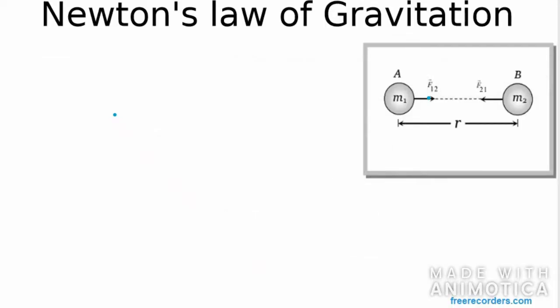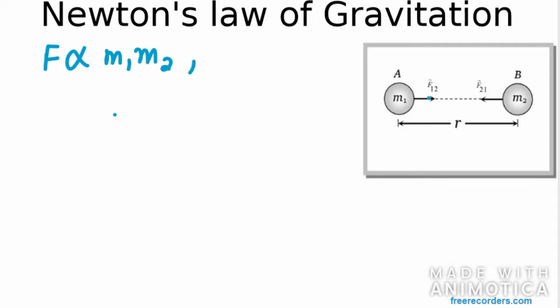So let's start with the gravitation chapter. The first topic is Newton's law of gravitation. Newton's law of gravitation states that every body in this universe attracts every other object with a force which is directly proportional to the product of their masses. That means F is directly proportional to m1 times m2.